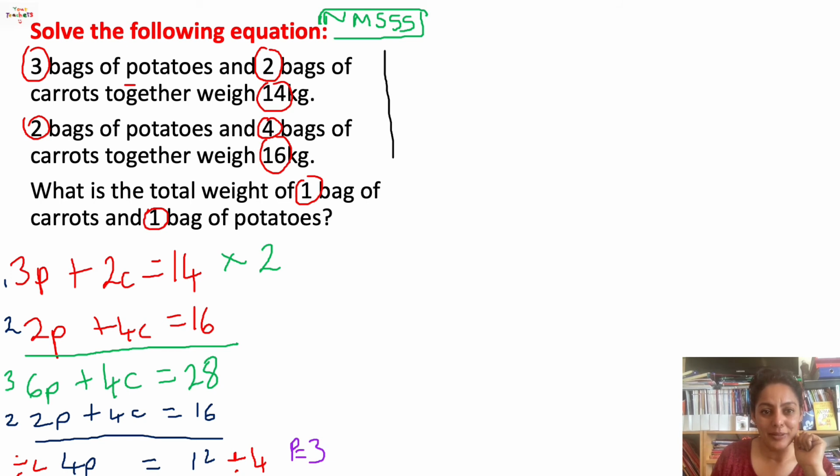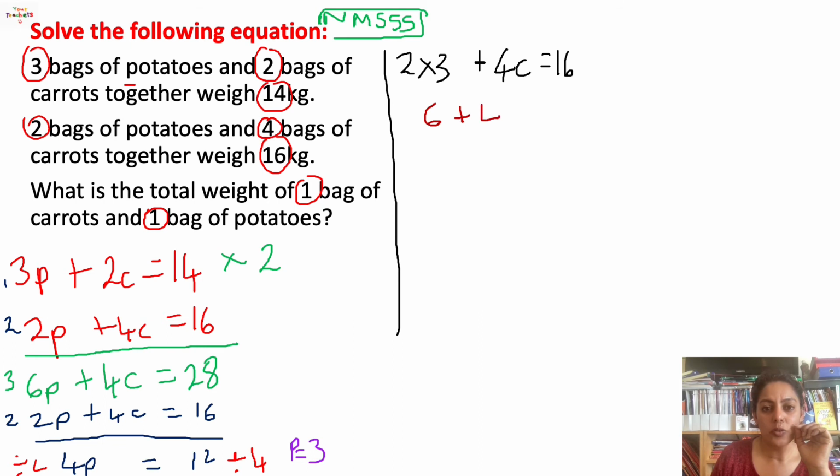I'm going to put a line here so I can do my working out here as well. So this time I'm going to substitute. I'm going to put the 3 in for, let's try the second one. So 2p now becomes times 3. Okay. Plus 4c equals 16. So that is going to be 6 plus 4c equals 16.